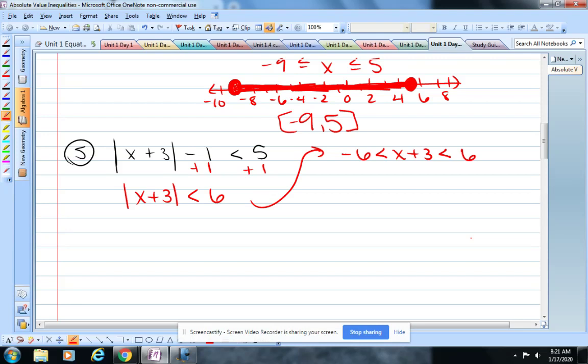All right, how do we get x by itself? Subtract 3 everywhere. What's negative 6 minus 3? Negative 9 is less than x is less than what number? 3.